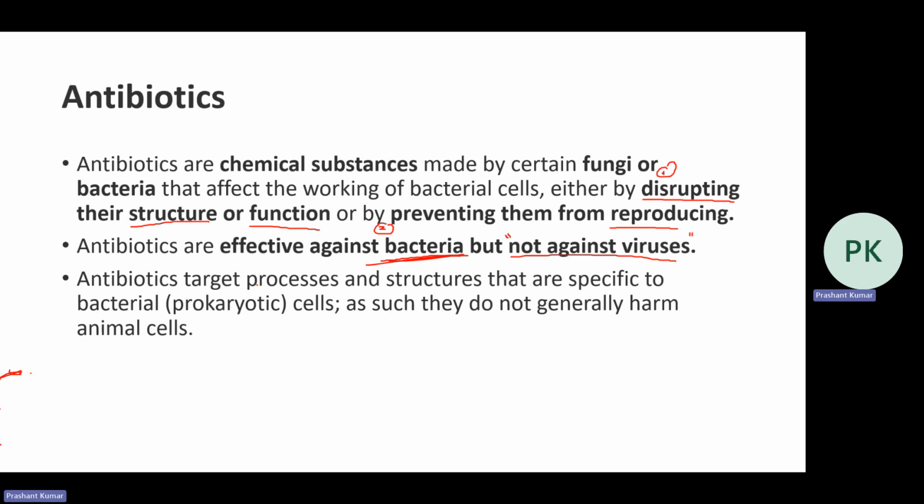So what do antibiotics do? They target processes and structures that are specific to bacteria. Bacteria are prokaryotic cells, so all prokaryotic cells will be affected by this particular antibiotic. And they generally do not harm the human body. They are only going to affect the bacterial cell, right?